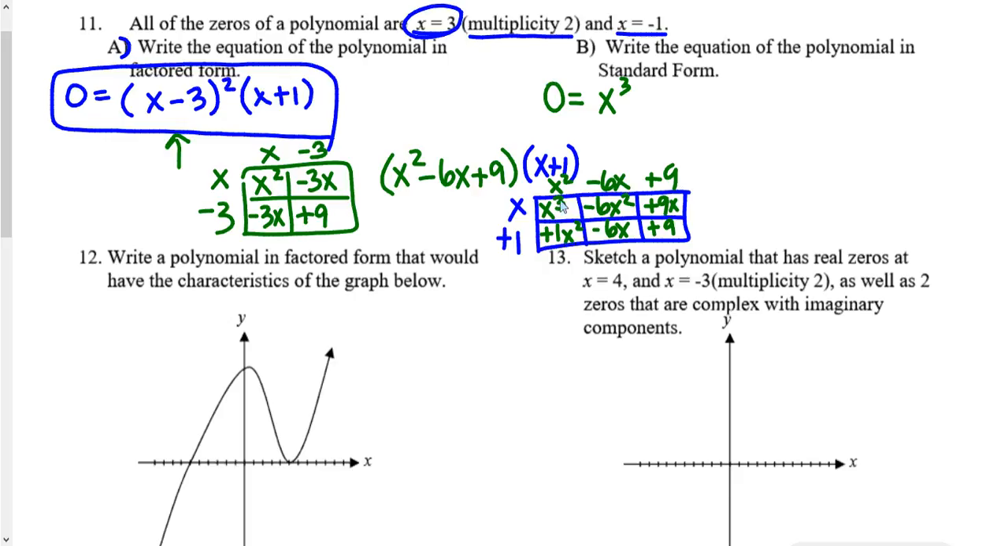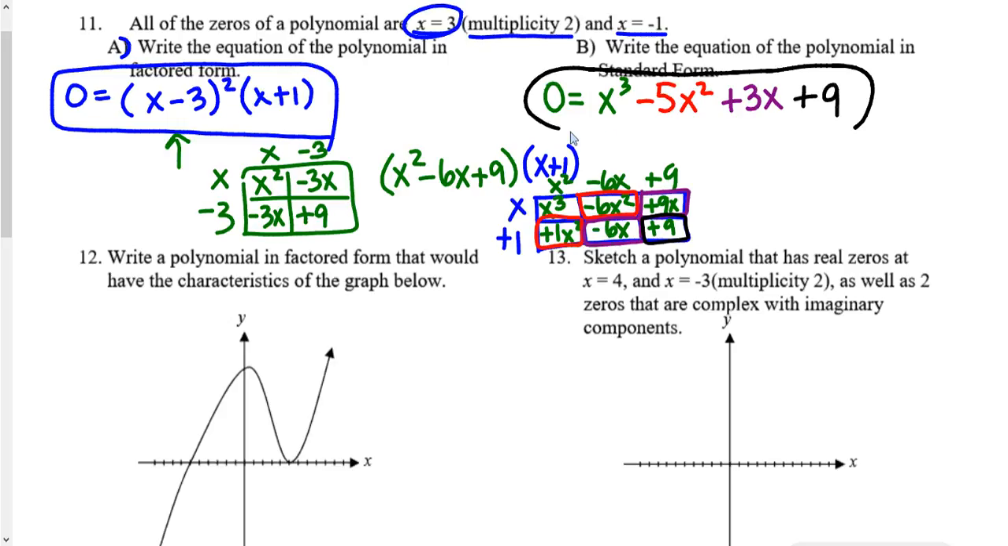So my first term is just going to be the x cubed that I had there. For my second term, I have 1x squared minus 6x squared, which is negative 5x squared. For my third term, I have my negative 6x and my positive 9x, which gives me plus 3x. And then my last term, my constant, didn't have anything else with it. It was just a plus 9 on the end. So there's my equation in standard form.